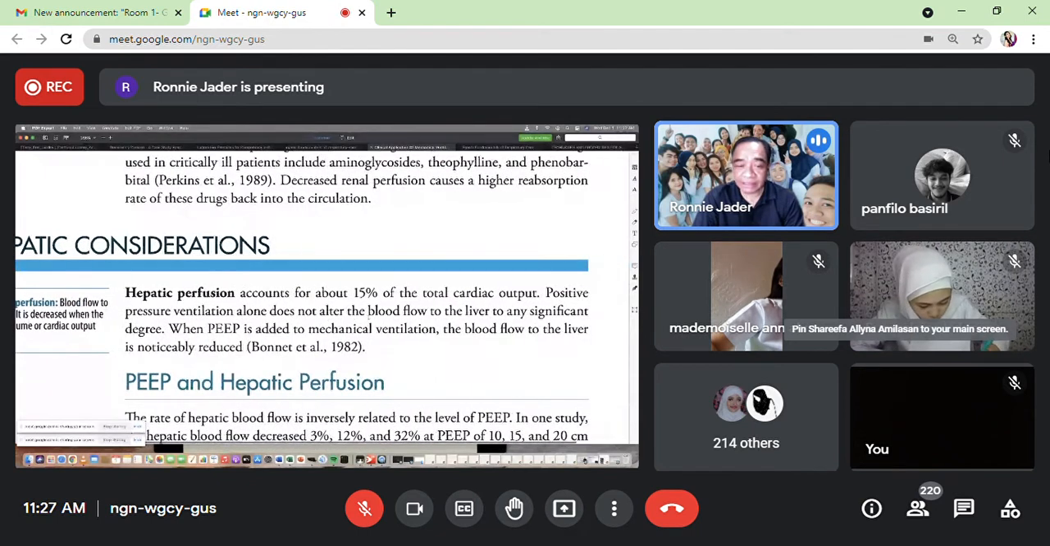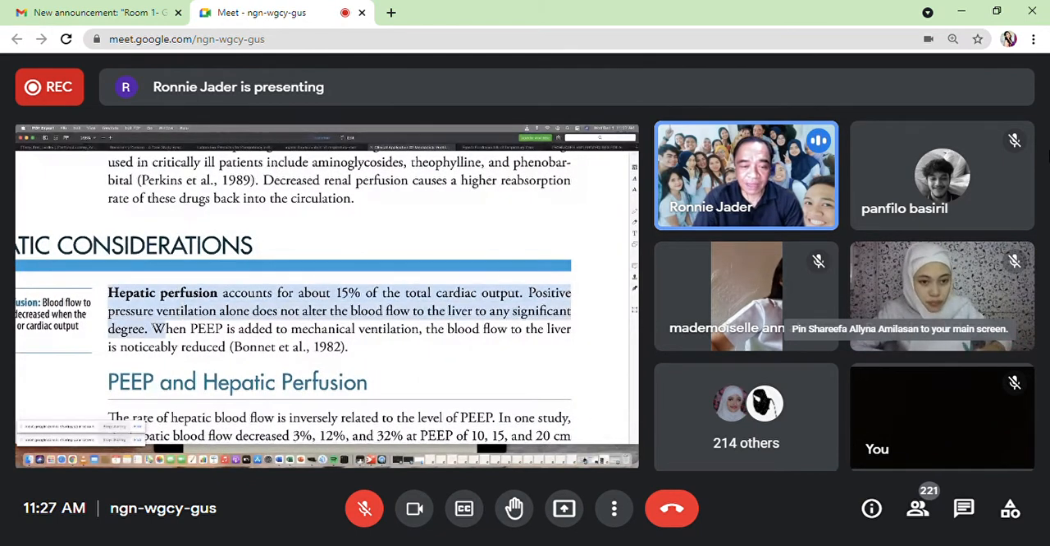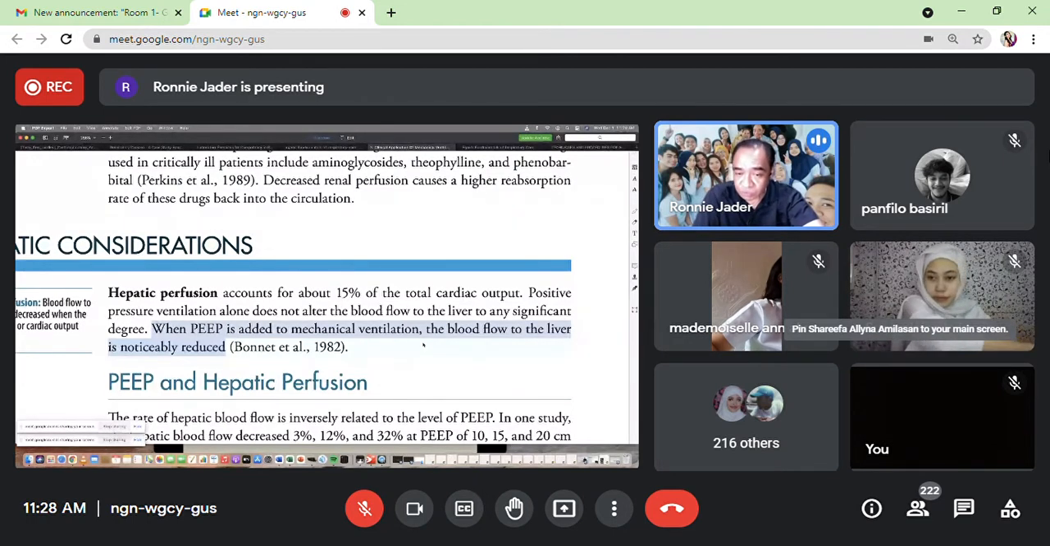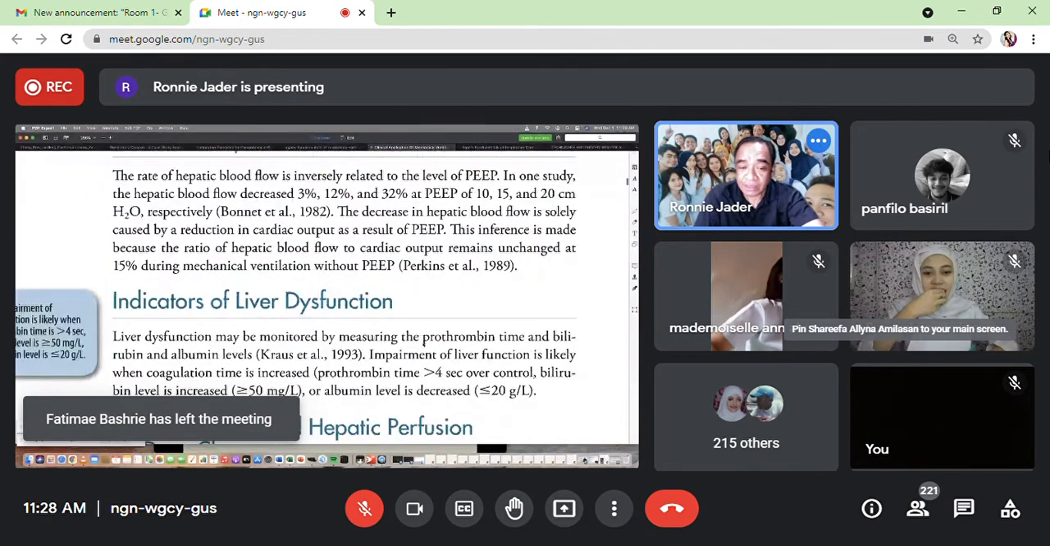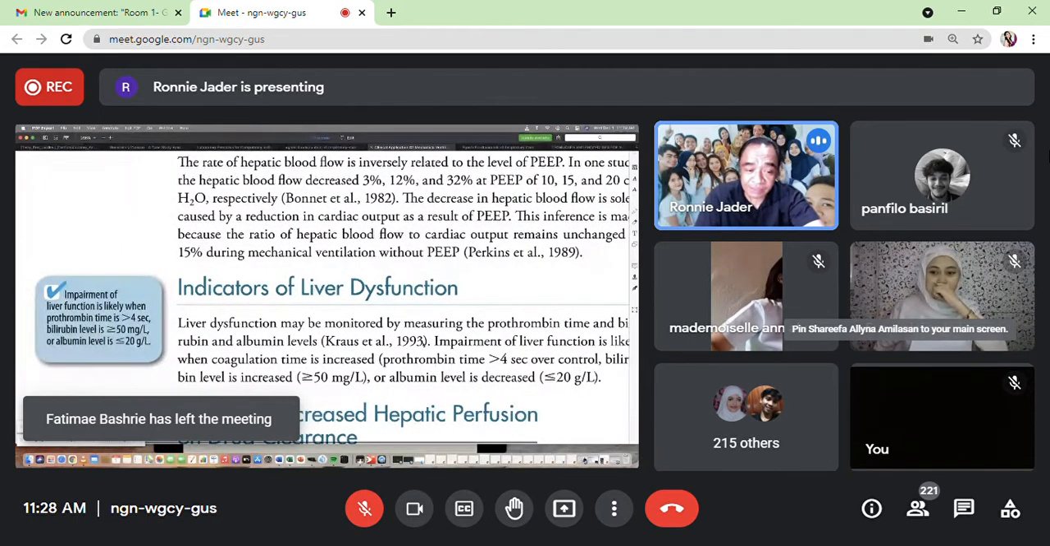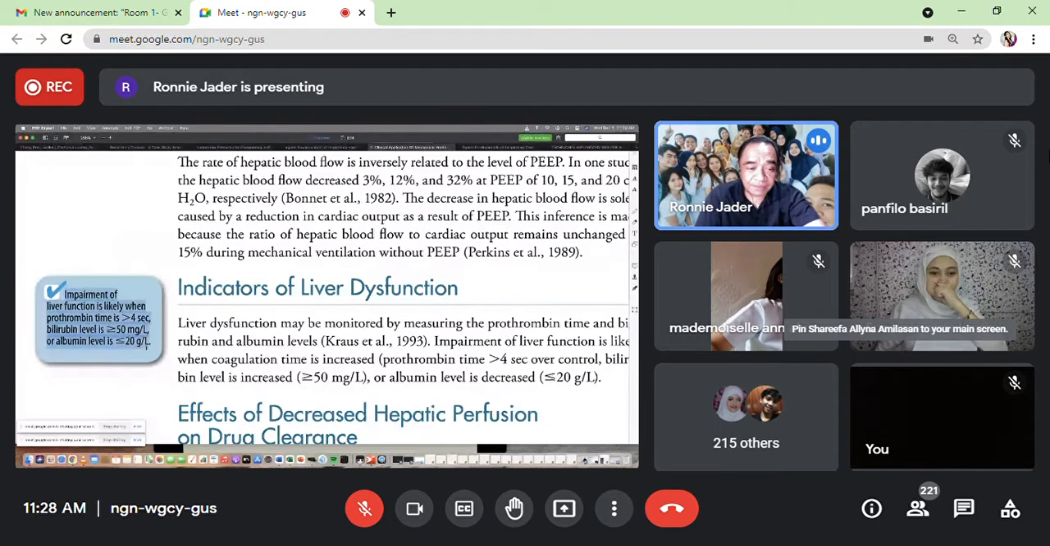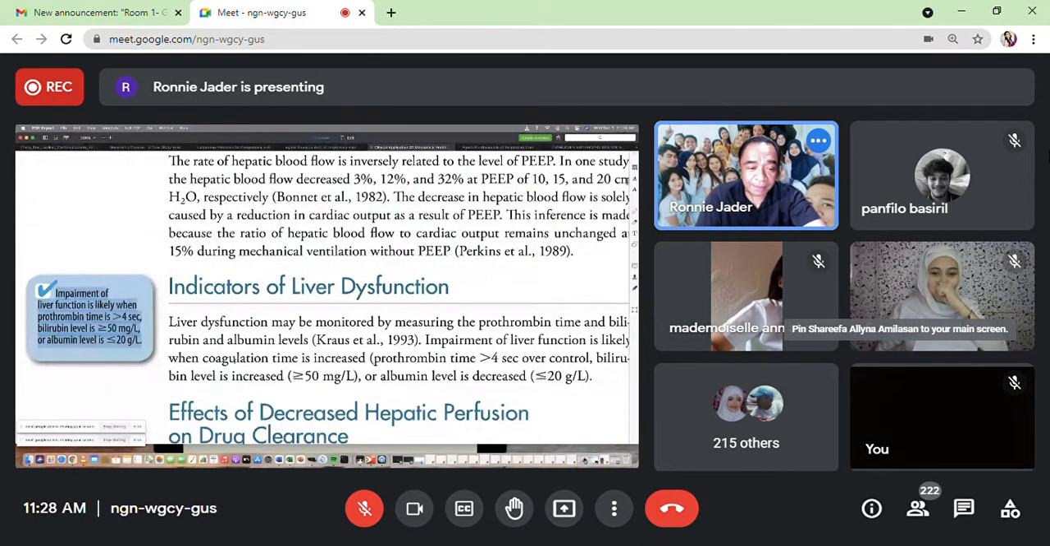Hepatic, meaning yung ating liver. Hepatic perfusion accounts for 15% of total cardiac output. Positive pressure ventilation alone does not alter blood flow to the liver. But when PIP is added to mechanical ventilation, the blood flow to the liver is noticeably reduced. No? Kapag meron tayong PIP na inilagay, naapektuhan din yung flow to the liver. At para malaman natin yung function ng liver, impairment of liver function is likely when the prothrombin time is more than 4 seconds, bilirubin is more than 50, albumin is less than 20.